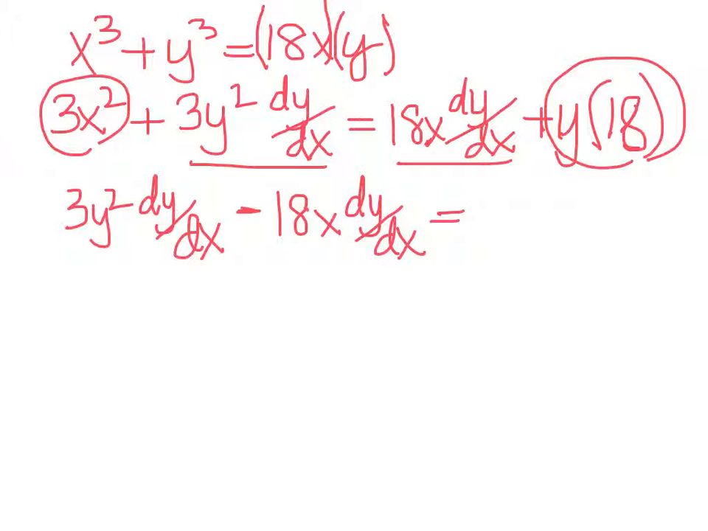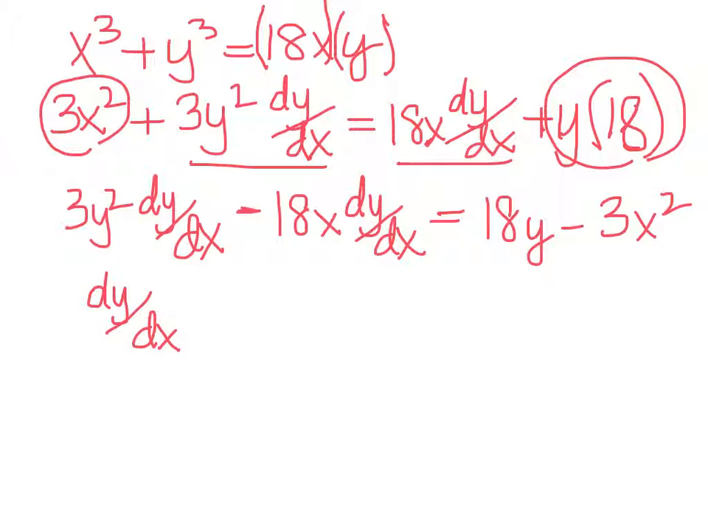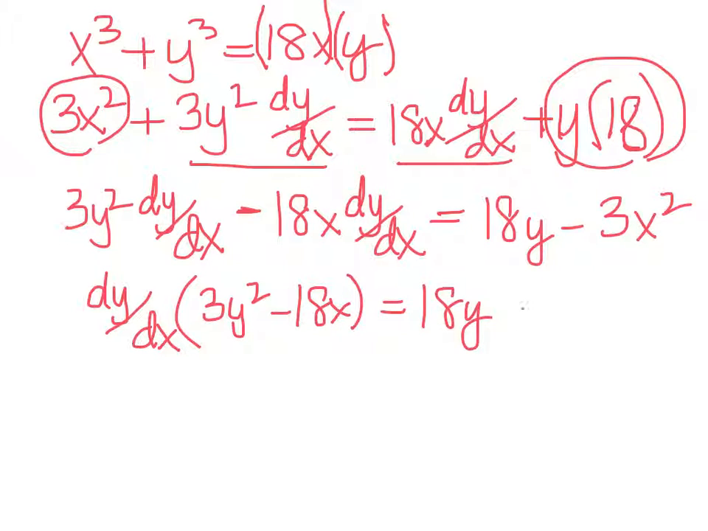Now the 18y is good. It's already on the right side, so I'm just going to leave it there. But I'm going to move that 3x squared, so that's going to become minus 3x squared. Okay? And like I did on the last problem, now you see that you have two terms on the left-hand side with the dy/dx, so you're going to want to factor that dy/dx out. So dy/dx times parentheses 3y squared minus 18x, and then on the other side, we just bring it all down.